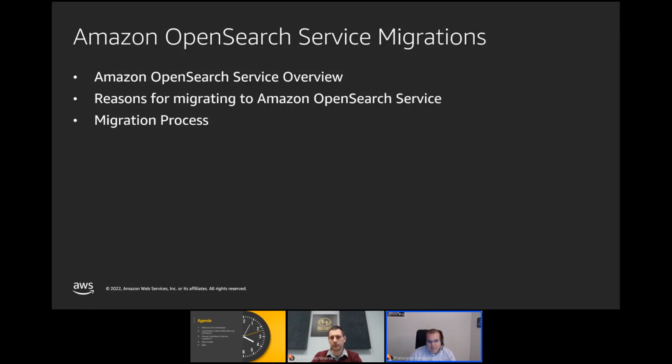We will then go over the migration process. We have a 6-step process that starts with planning and a proof of concept and ends up with a completed and successful migration to Amazon OpenSearch service. So let's start.